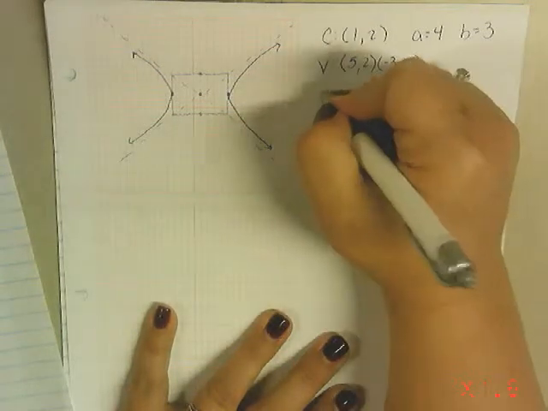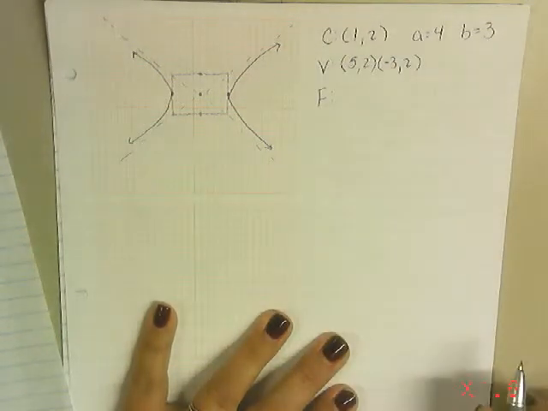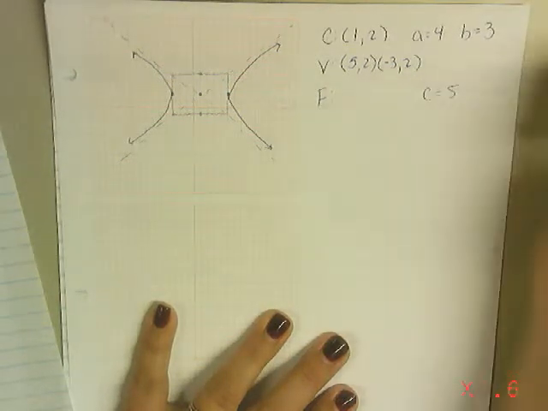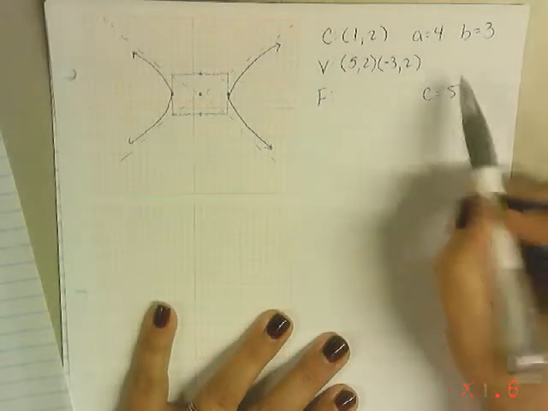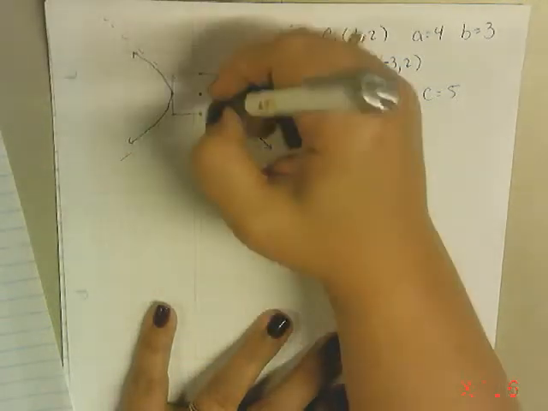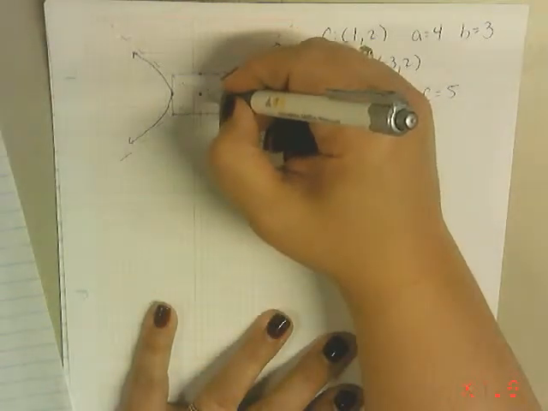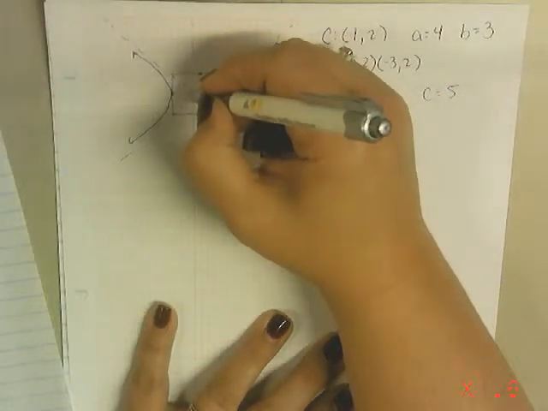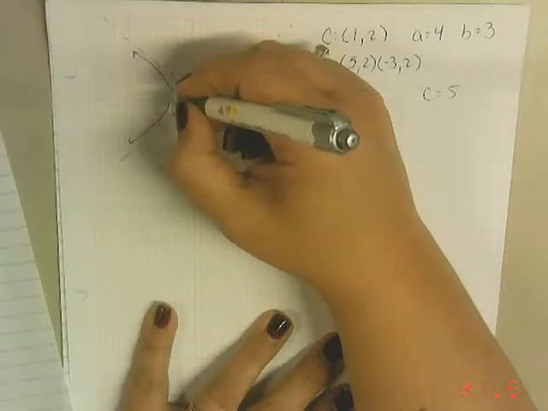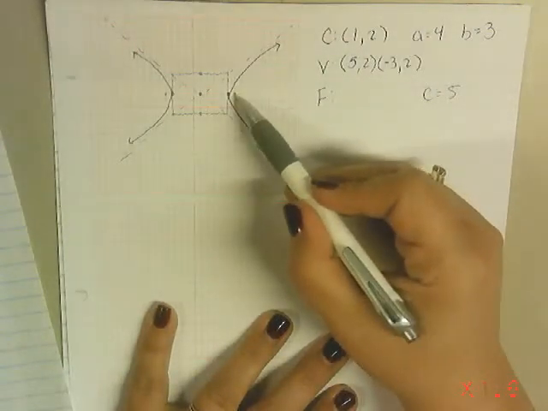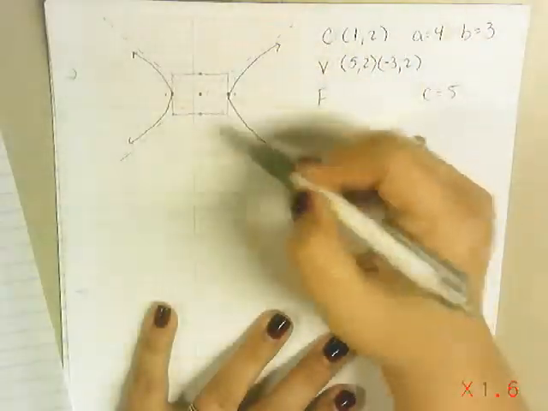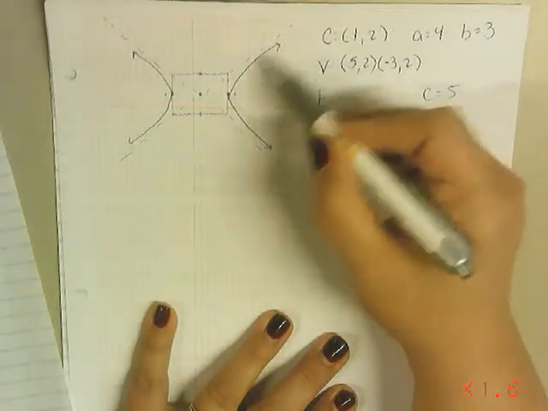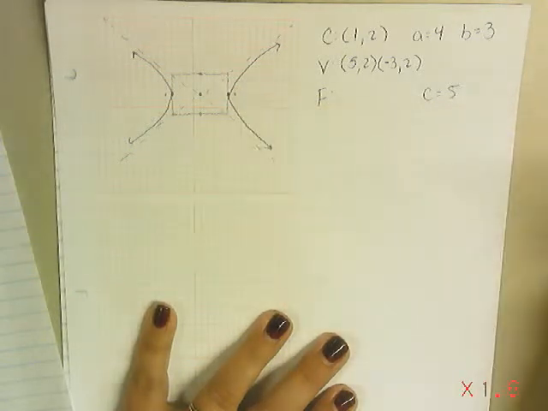Okay, we have 2 things left to do. We need to plot our foci, which we found that our C value is 5. So again, you're going to go 5 spaces out from your center. And since we're doing an x hyperbola, we go in the x direction. 1, 2, 3, 4, 5. If your foci aren't inside of these curves, if they're in here somewhere, you've messed up. Your foci should always be in the middle of your curve here.